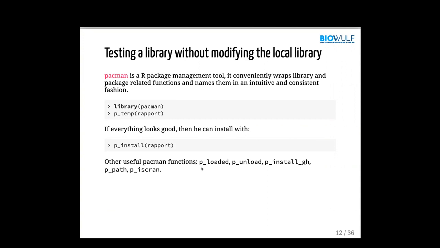There are other useful pacman functions, like p_loaded to check which libraries were loaded, and p_unload to remove some packages, which is useful for troubleshooting. If you install a new version and you don't want to restart your R, you can just unload it and then use library to call the package again. Pacman can also install packages from GitHub. This is what p_install_gh does. And it can check the path of the library, which, again, is useful for troubleshooting. And it can check which libraries are available on CRAN.